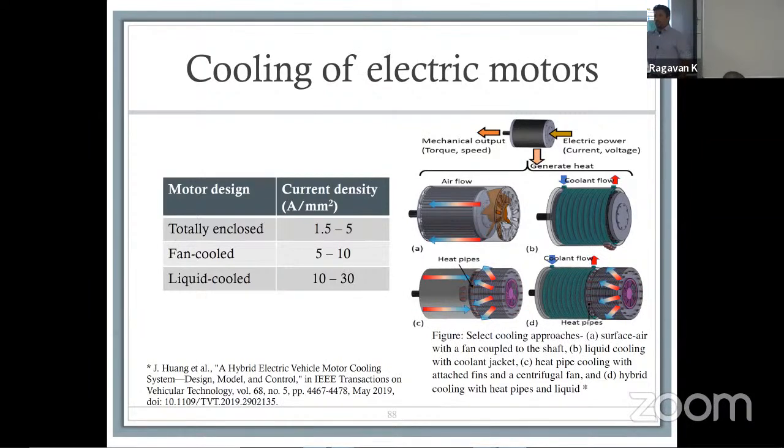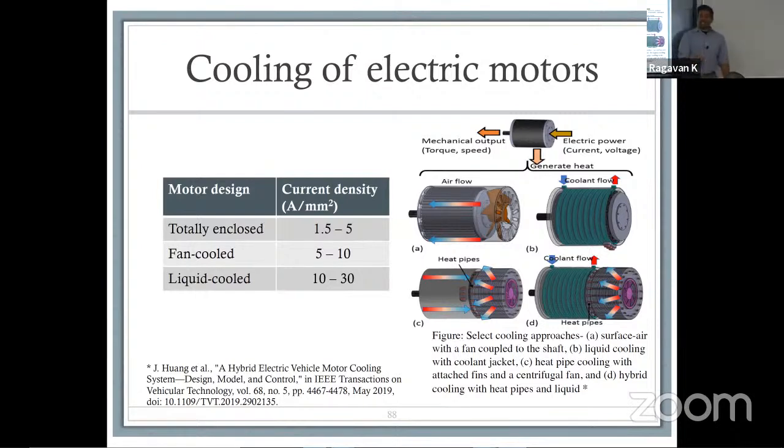That's a pretty wide range, I fully recognize that. Fan cool is between 5 and 10. Liquid cool is between 10 and 30. The range starts getting bigger and bigger as you go forward, because the options you have depend on what liquid you're using. It depends on how fast your speed is. What is the CFM, right? I mean, how many cubic feet per minute are you actually pushing through that motor? You have to dictate all of those terms in order to come up with a better number.